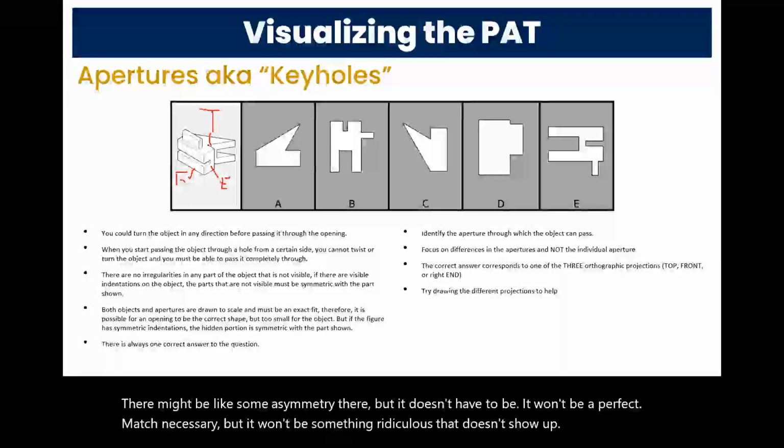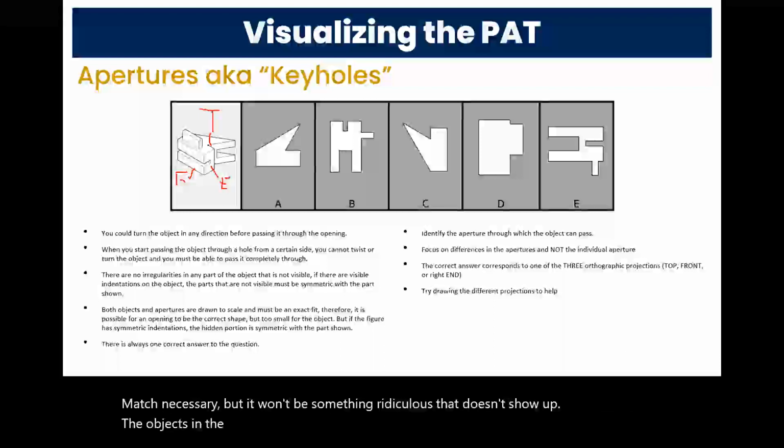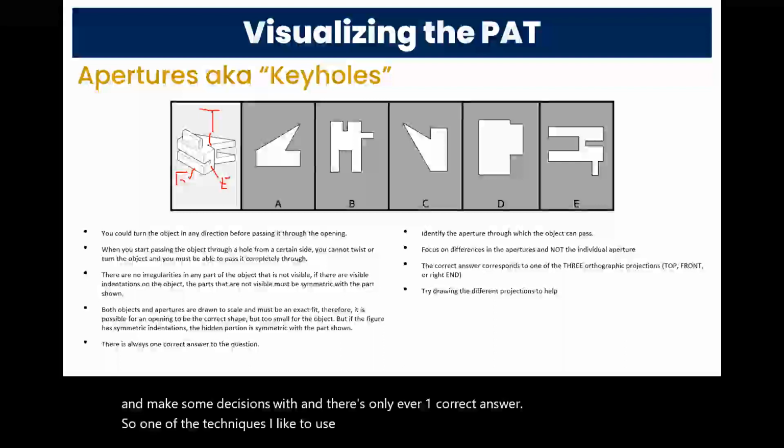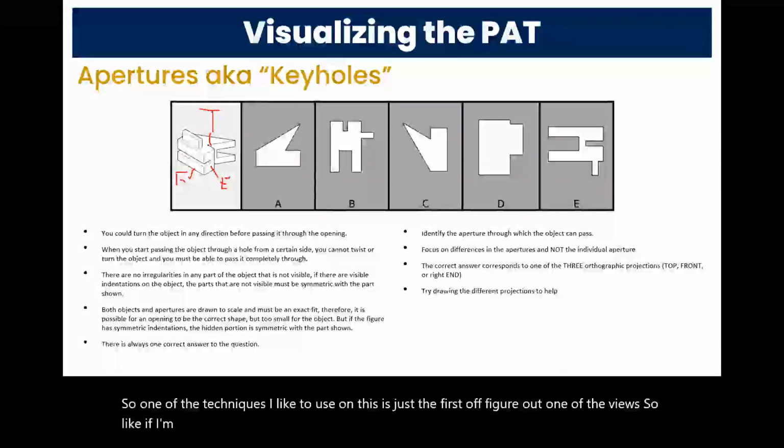The objects and the apertures are drawn to scale. So you got to get used to scale on this and make some decisions with that. And there's only ever one correct answer. So one of the techniques I like to use on this is just first off, figure out one of the views. So like if I'm looking at A, what other answer choice does A line up with as far as the view that we're looking at?